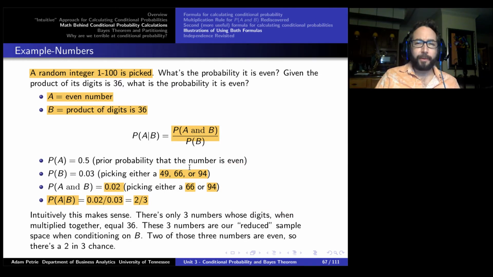Easy problem, one that we really didn't need math to finish, but it shows you how the formulas play out in action here.